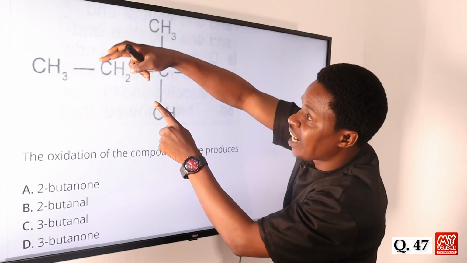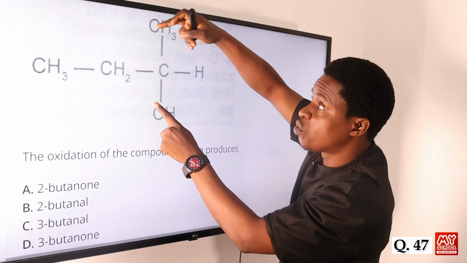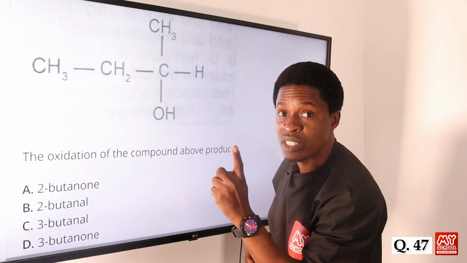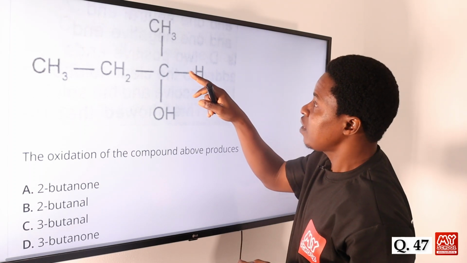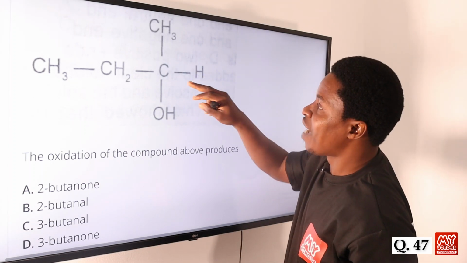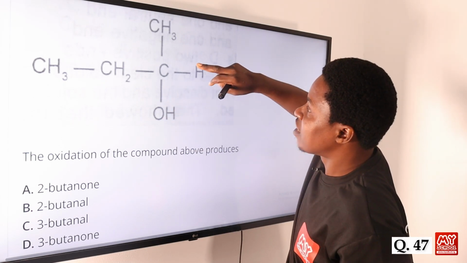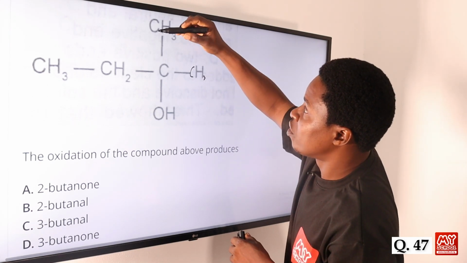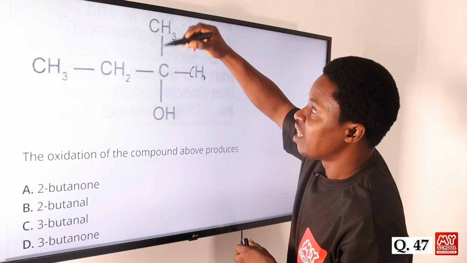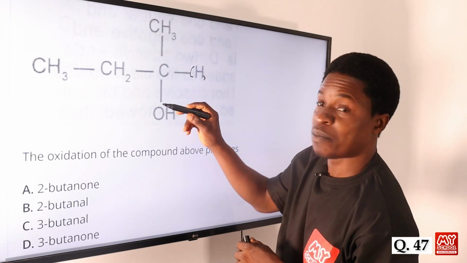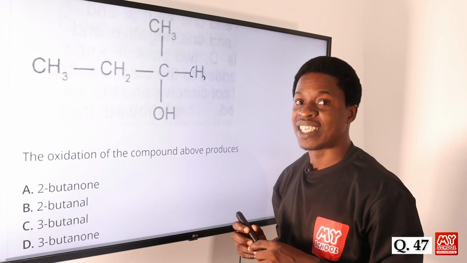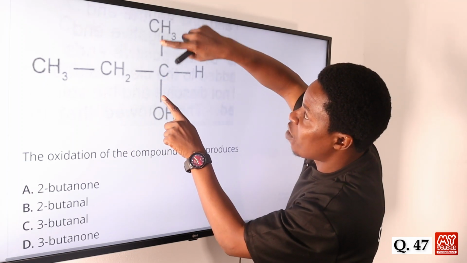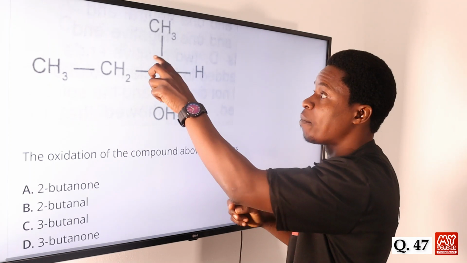Now in this case, the carbon bearing this OH has this carbon atom, 1, and another carbon atom attached, 2. This one is not carbon, so 2 carbon atoms are attached to the carbon bearing the OH, which makes this a secondary alcohol. If we had CH3 here, so carbon 1, carbon 2, and carbon 3 attached to it, it would be said to be a tertiary alkanol. But in this case we have just carbon 1 and carbon 2 attached, so that means this is a secondary alkanol.